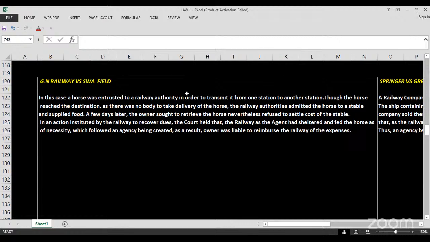GN Bailey versus Field. So, in this case, a horse was entrusted to a railway authority in order to transmit it from one station to another station. Okay. Now there is one railway station. There's station one, station two.